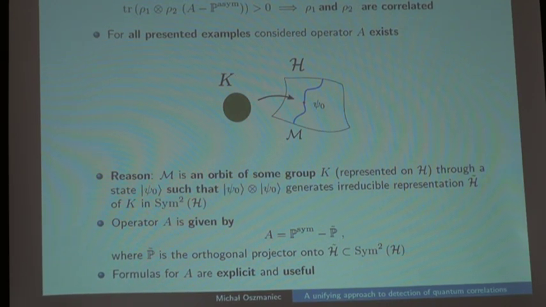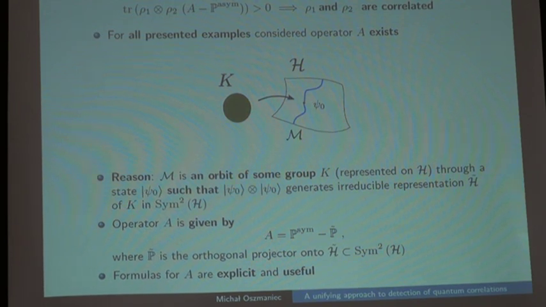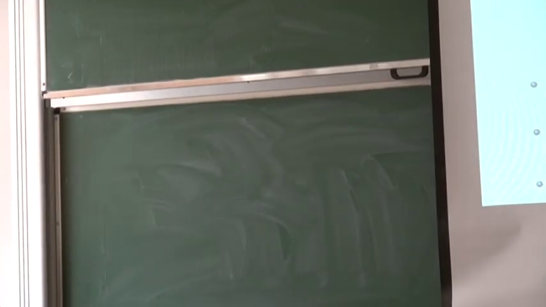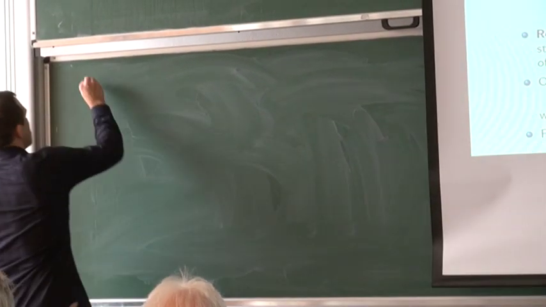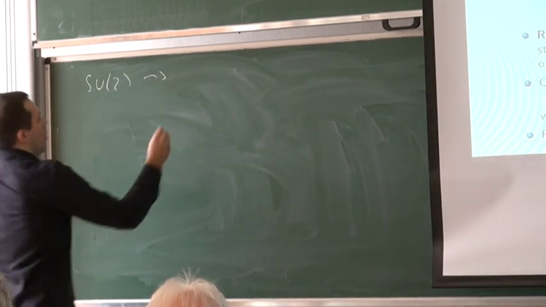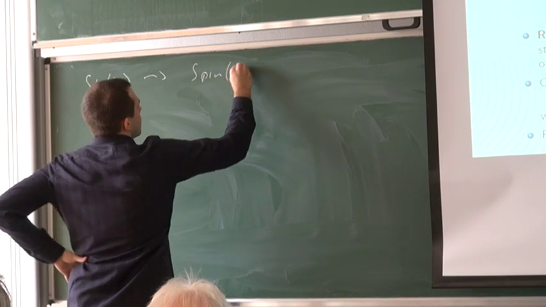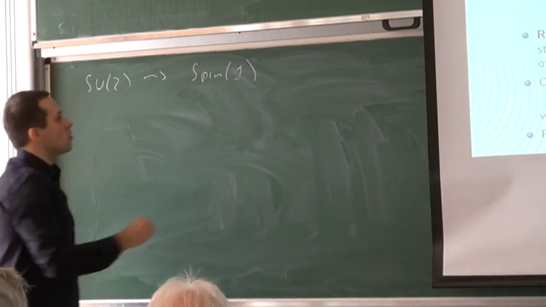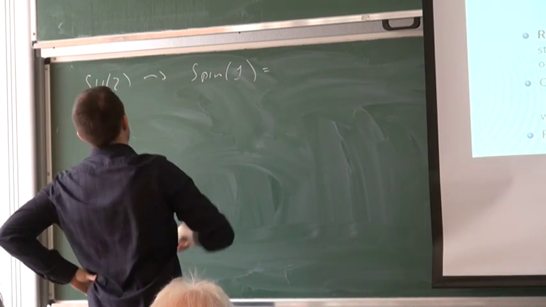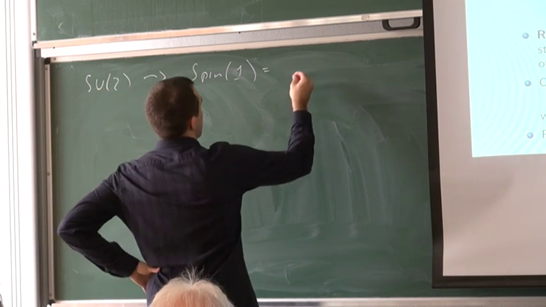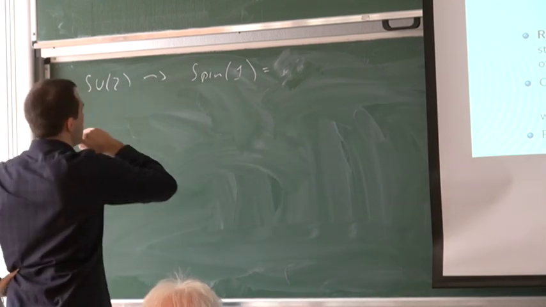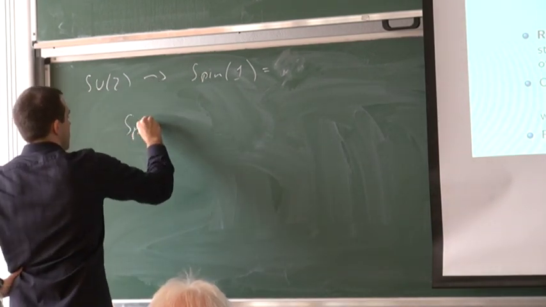Maybe let me give you the simplest example when it works. I just have SU2 that acts on the spin 1 representation. So this is spin 1.